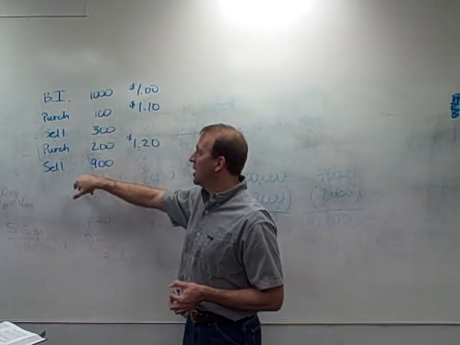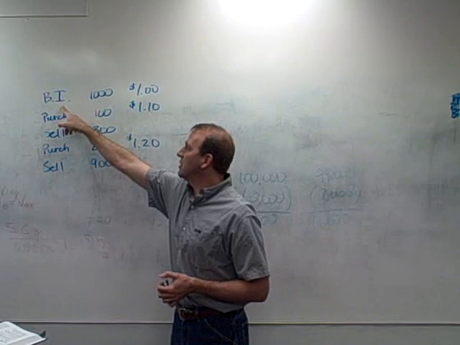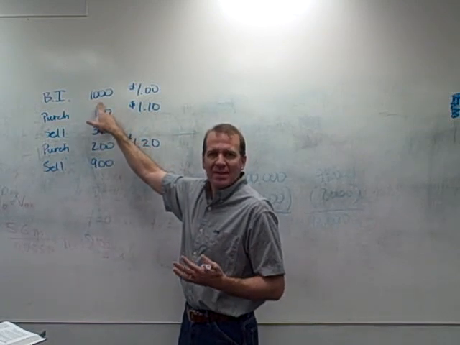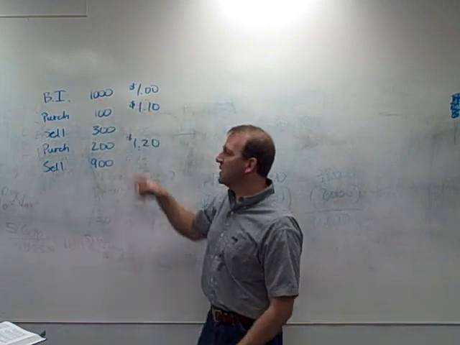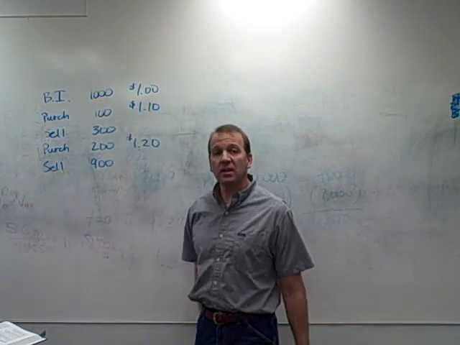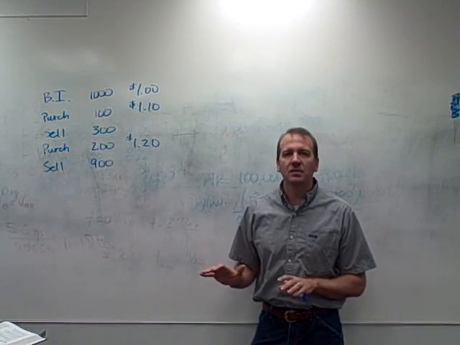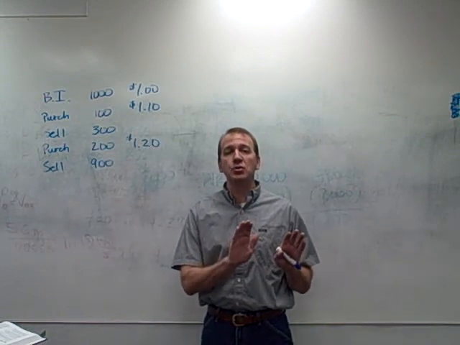I have some information on the board here. Beginning inventory, we have 1,000 units. Whatever we sell, we have 1,000 of them, and we purchase these for $1 each. Now we're gonna sell them for more than $1, right? We're not concerned about the sales price. We're looking at the cost of the inventory.